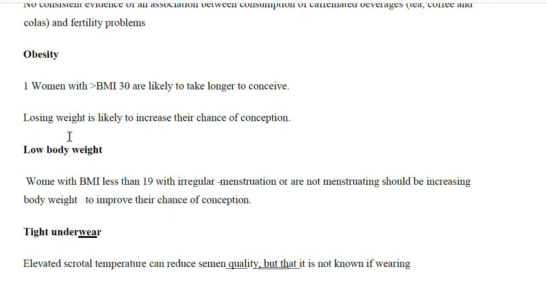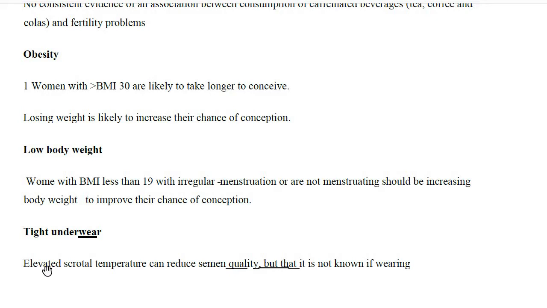Obesity plays an important role. Women with a BMI greater than 30 are likely to take longer to conceive, and losing weight is likely to increase their chance of conception. Regarding low body weight, women with a BMI less than 19 with irregular menstruation or who are not menstruating should increase body weight to improve the chance of conception. That is, if their BMI is less than 19.